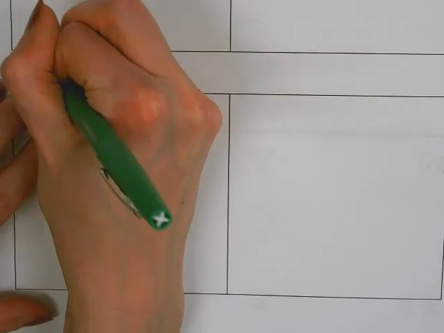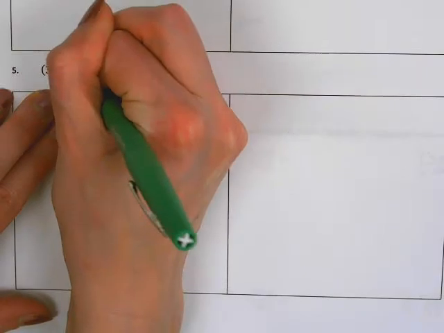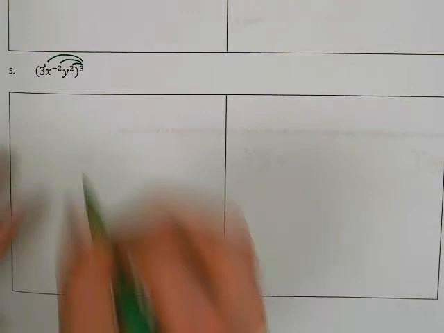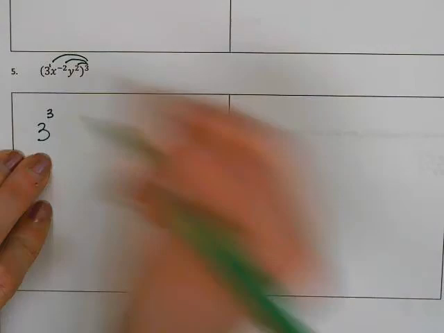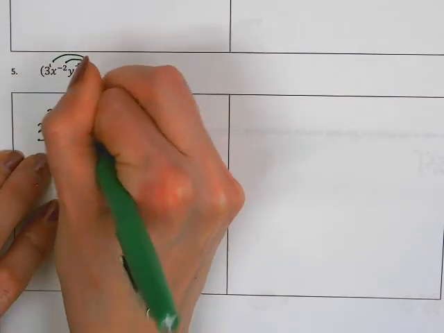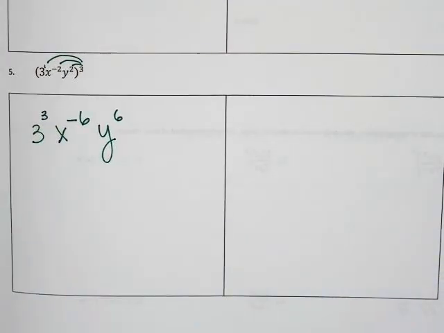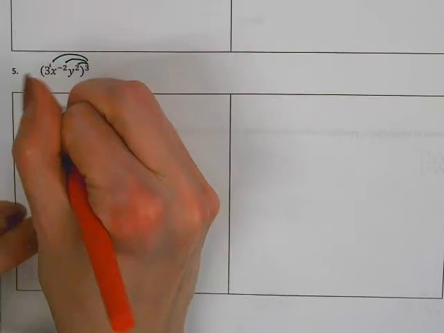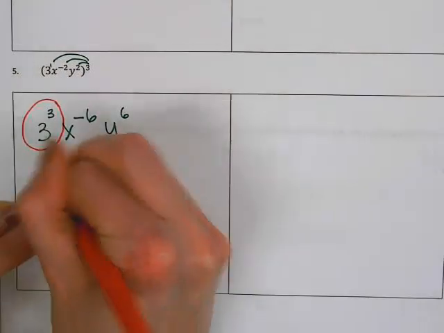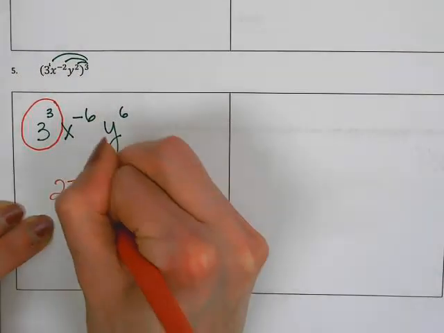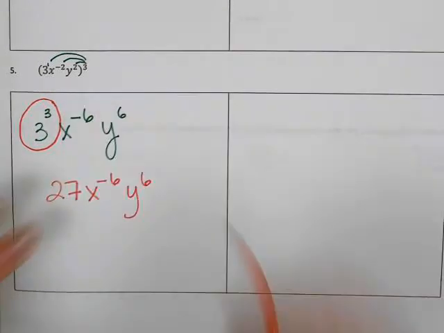So the first way that I'm thinking of is to give this a 1 and do a power to a power distribute multiply. So it'd be 3 to the third, x to the negative 6, y to the 6th, because power to a power, you multiply exponents. Okay, and then next I would say let's evaluate. 3 to the third power is 27, x negative 6, y 6.